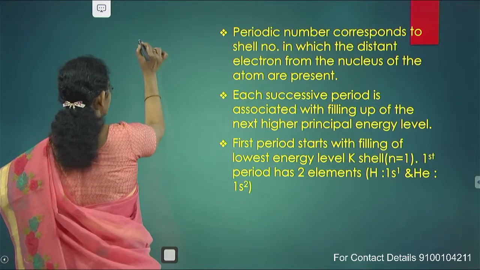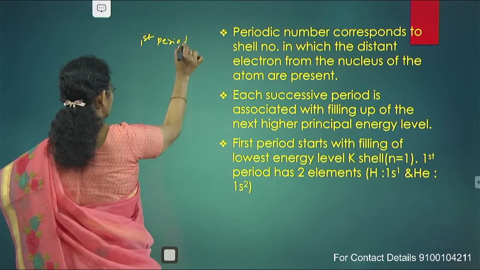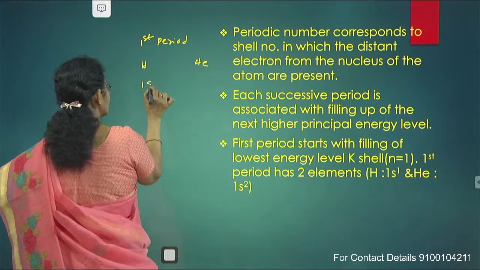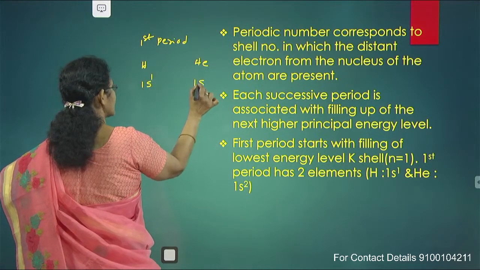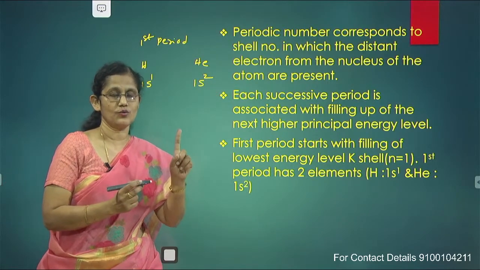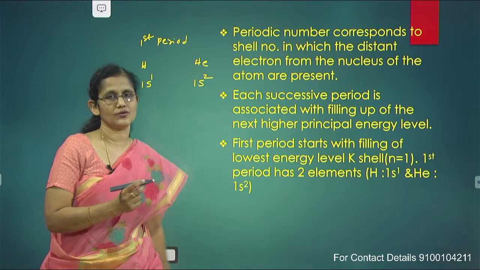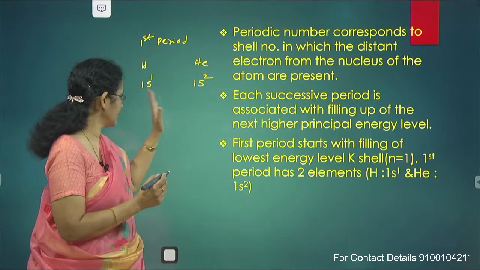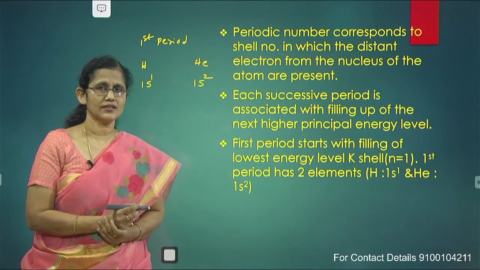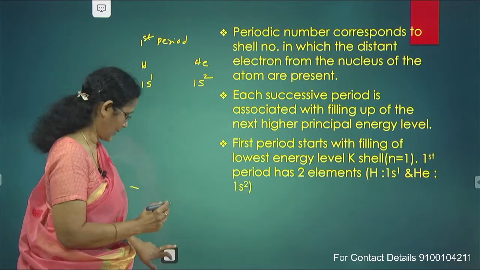In the first period, we have hydrogen, helium, 1s1, 1s2. First period 1s, only one s orbital available. It can have a maximum of 2 electrons. So, 2 elements are possible, 1s1, 1s2. We are representing electronic configuration, right. Now, I am taking the second period, this is the L shell.